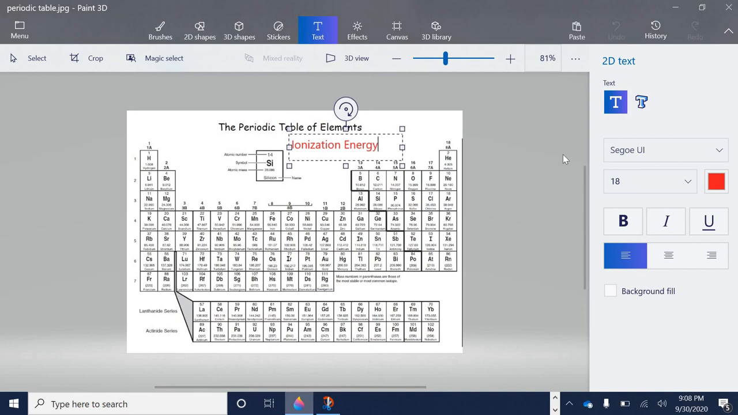Ionization energy is the energy needed to take away a valence electron.